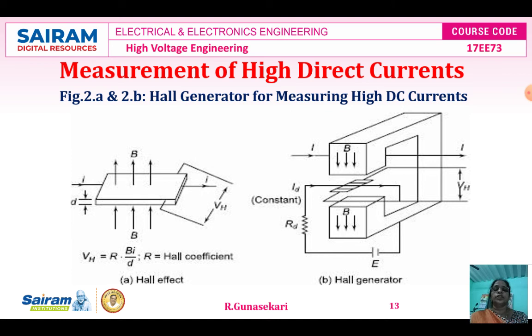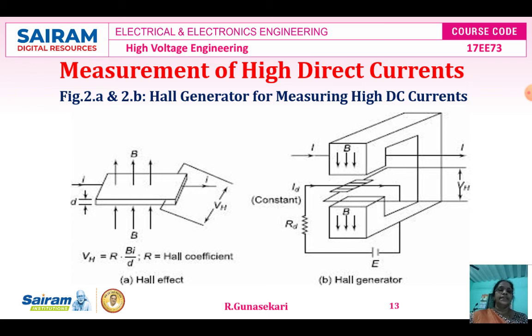This is the circuit diagram of the Hall generator for measuring high DC current. Figure A represents the principle of Hall effect. Figure B represents the Hall generator. In the Hall effect you see thickness d, B, and then VH equal to R into BI by d. By using this formula we find the Hall coefficient R.